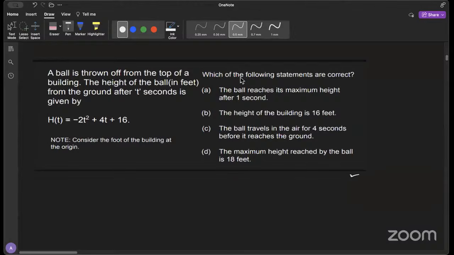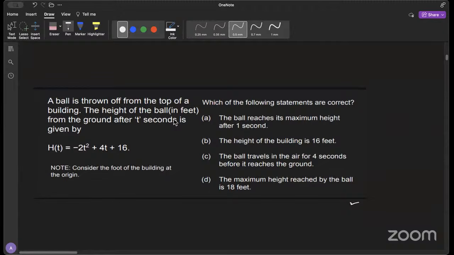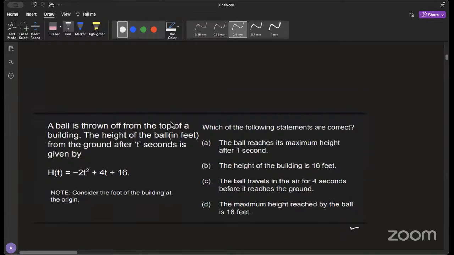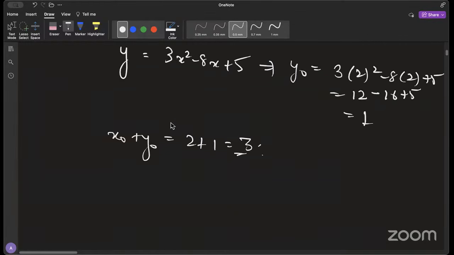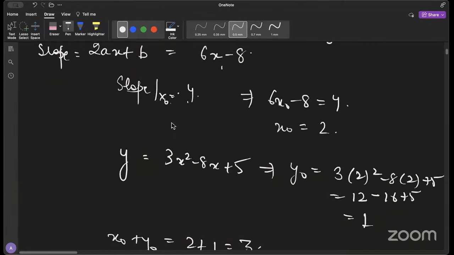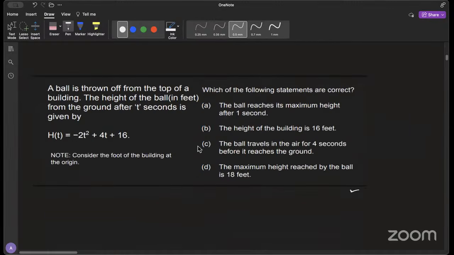Ma'am, what about using minus b by 2a? What about it? Are you talking about the previous question or this one? Previous question, ma'am. You guys meanwhile can take the screenshot of this one and try this one because I'm going to scroll up.